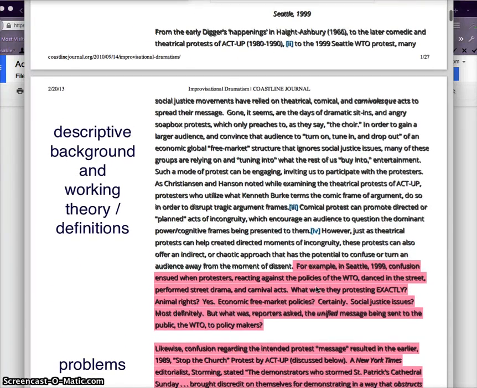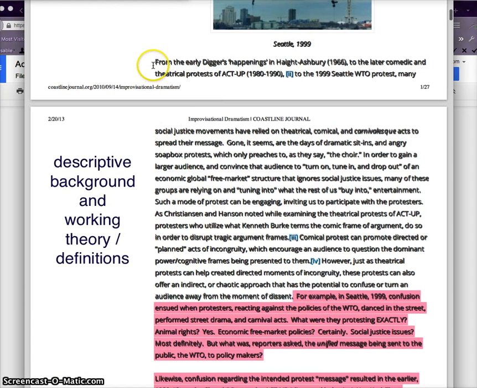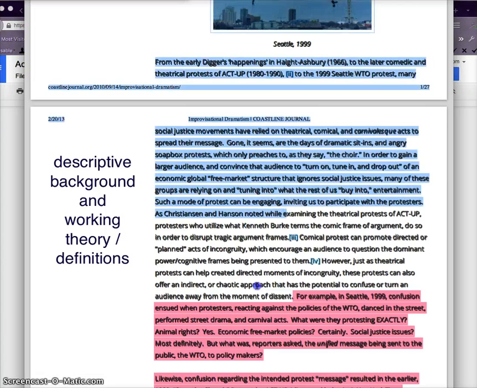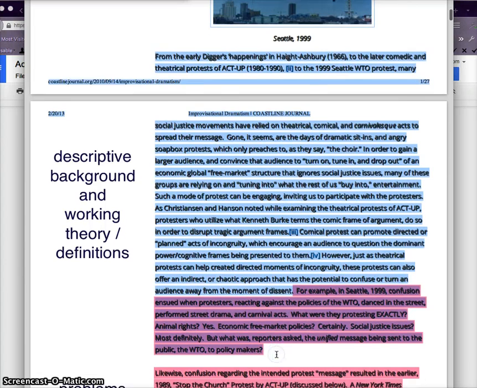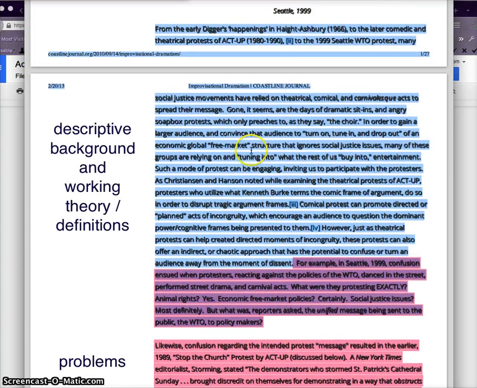Now, because this is a 27-page paper, you can see that my background information is a lot. I talk about the early protests going on in 1966. I talk about the theatrical protests of ACT UP, so I give this kind of history as to how social movement groups have been using theater and theatrical protest techniques for years in order to get their message across. So I'm giving the reader a history.